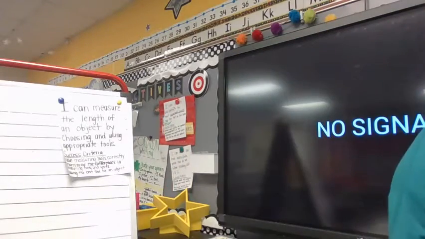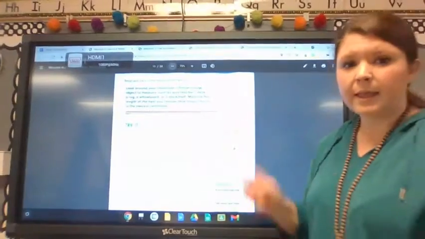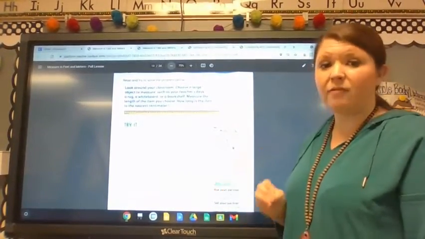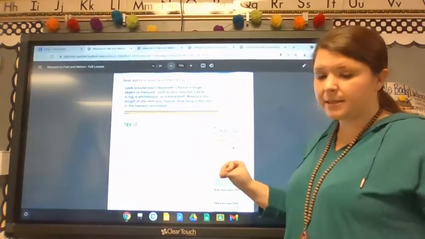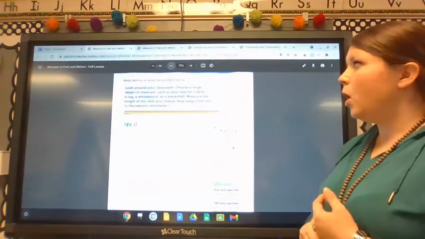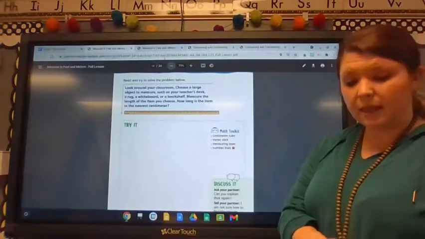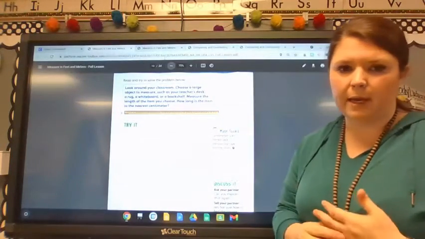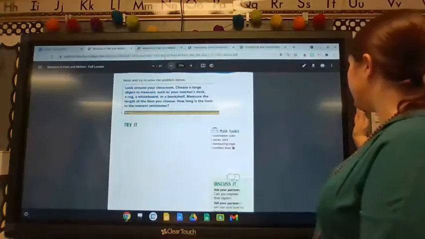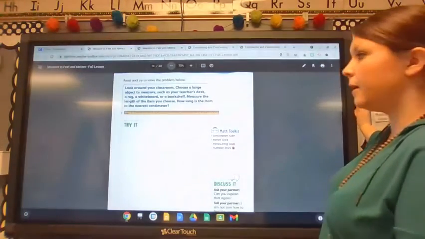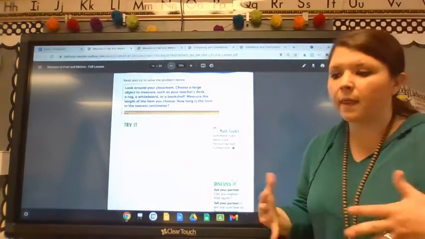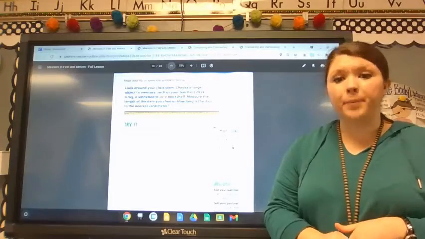So I want you to think about my board here, okay? How would we measure this or find out how long this item is to the nearest centimeter? And the nearest means the closest. So how would we measure the length of the board? What does length mean? Remember, length is how long something is from one point to another. So I want to find out how long it is from this side all the way to this side in centimeters. Okay?